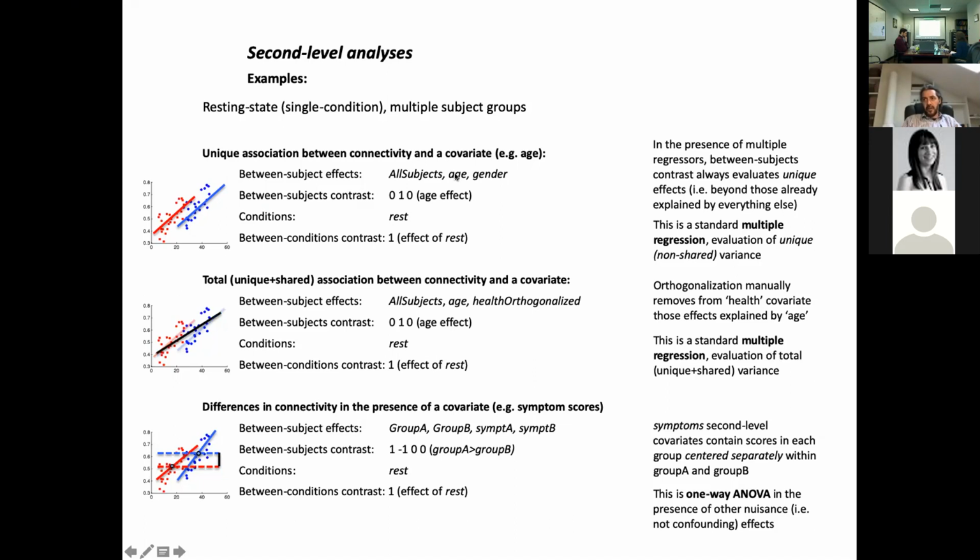So when you are testing something like this contrast, what is it that you're measuring? And it's relatively simple. In all multiple regression analyses, when you have multiple covariates and you evaluate the effect of each one of them, you are always evaluating what is called the unique, non-shared variance of that effect. So basically, what is the effect of that particular covariate after controlling for everything else? And this all comes down to the nature of the hypothesis testing framework.